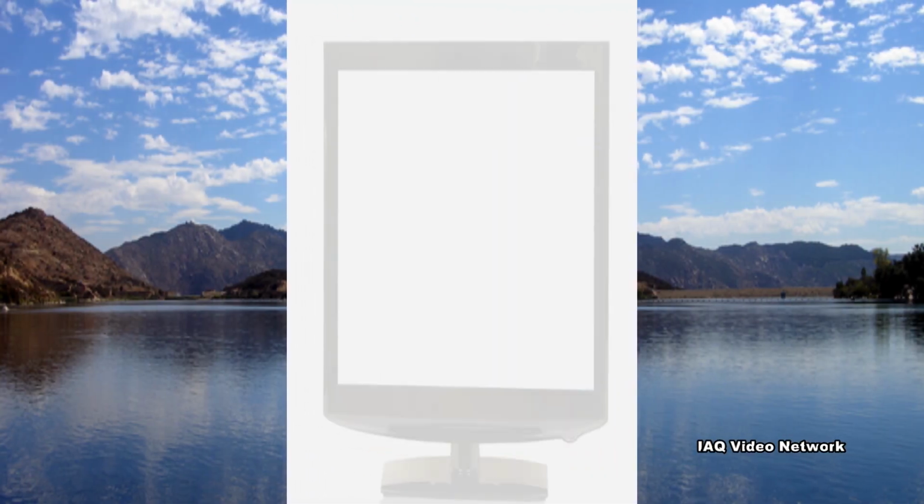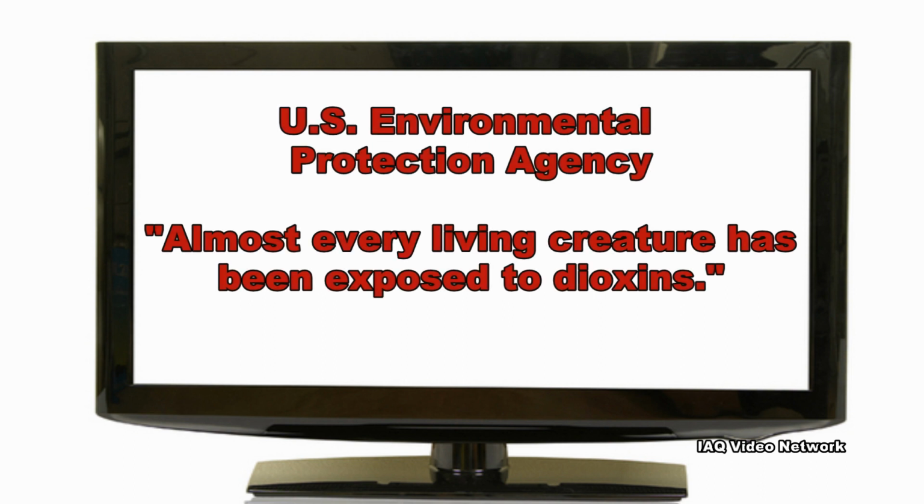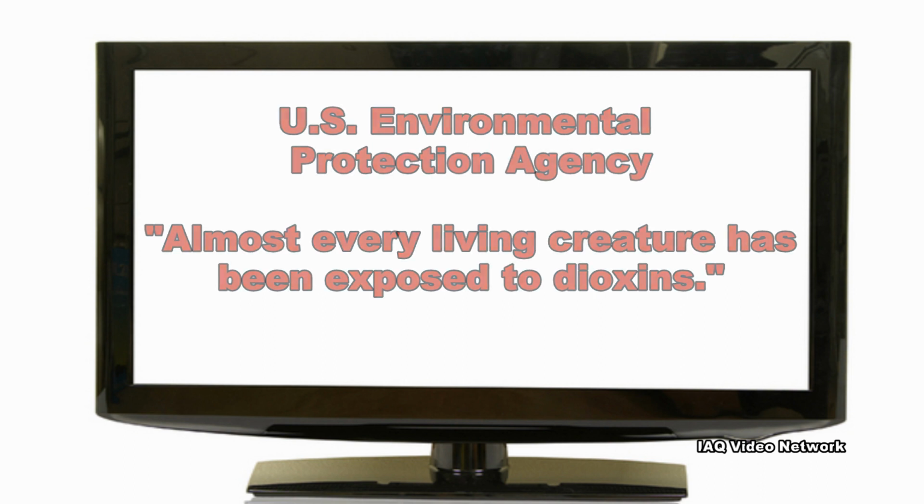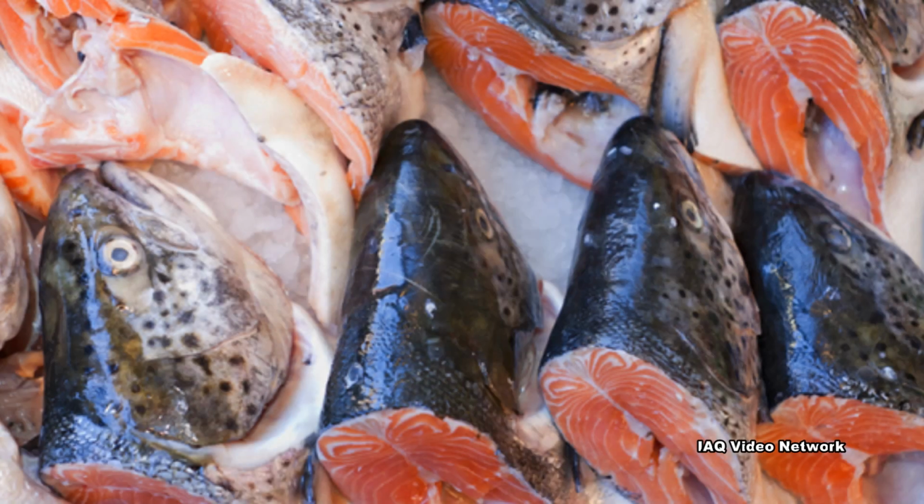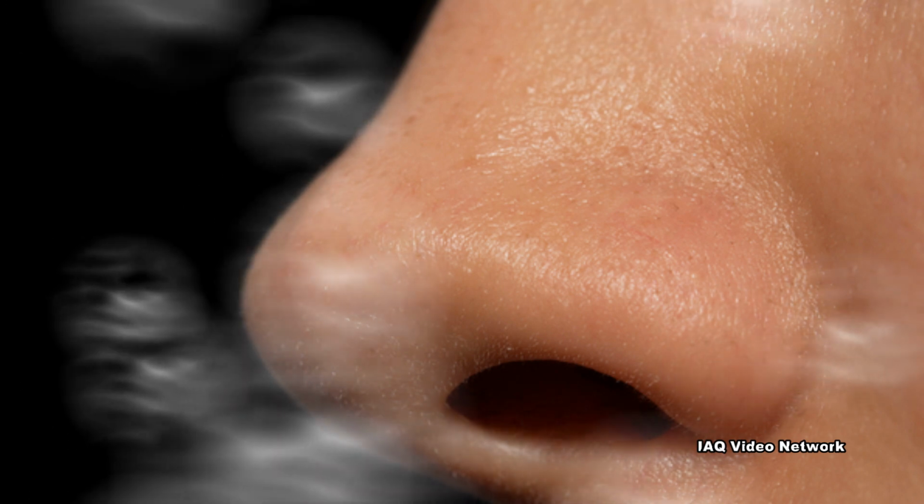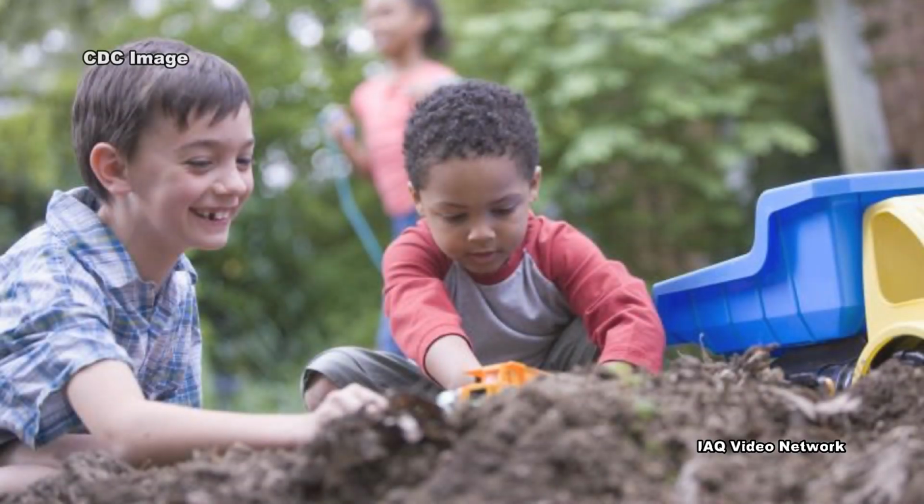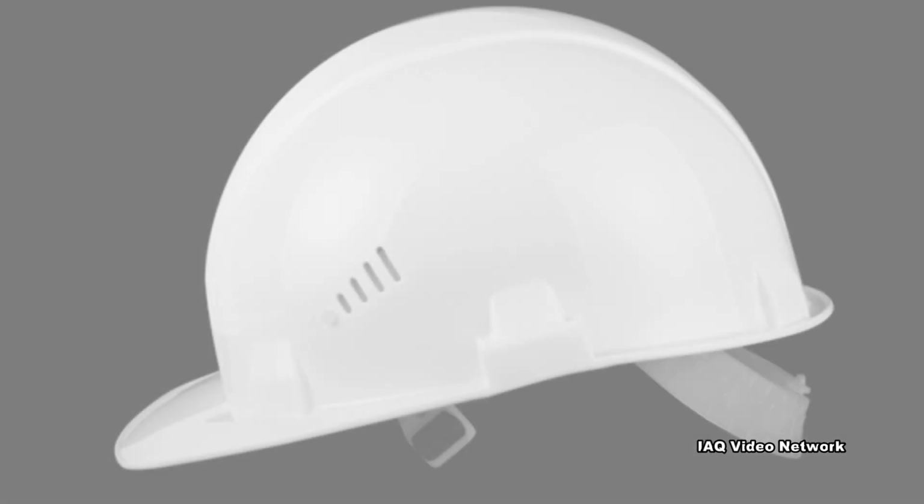Dioxins break down very slowly, and past releases of dioxins from both man-made and natural sources still exist in the environment. According to the U.S. Environmental Protection Agency, almost every living creature has been exposed to dioxins. Dioxin exposure can occur through the diet, with small amounts of exposure coming from breathing air containing trace amounts of dioxins, and from inadvertent ingestion of soil containing dioxins.